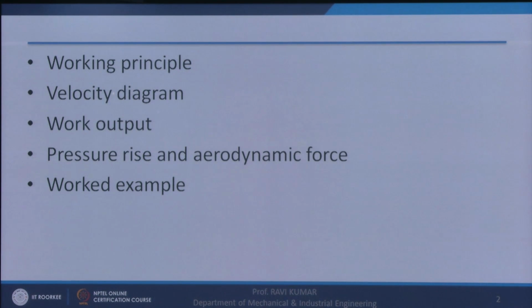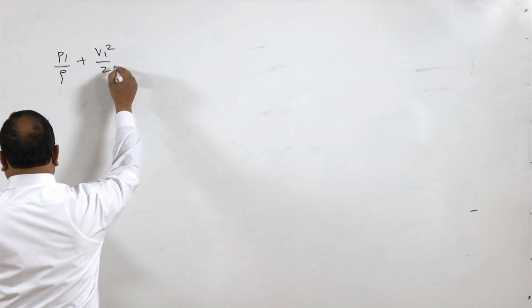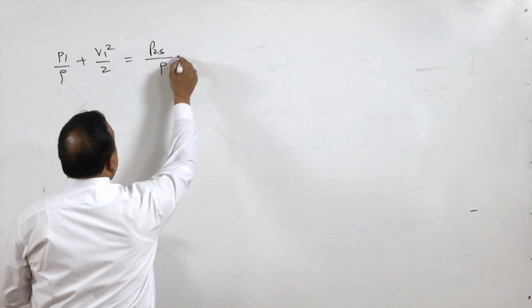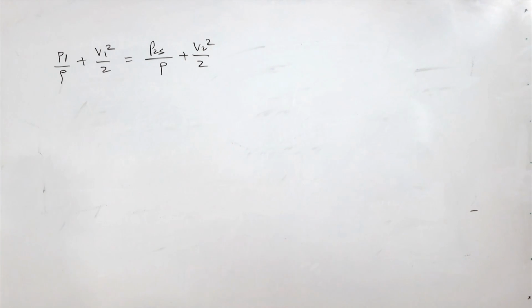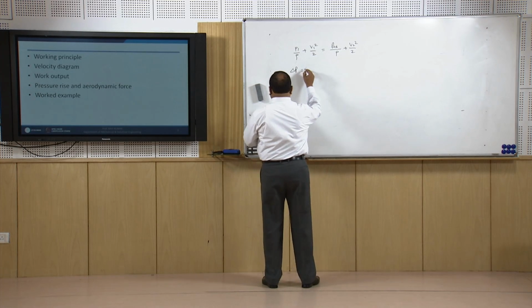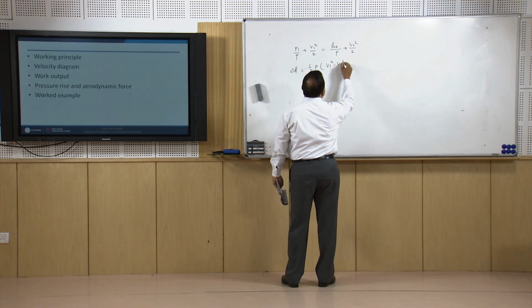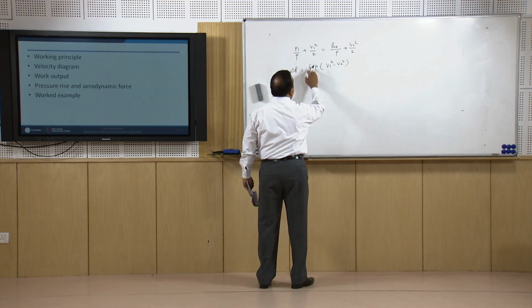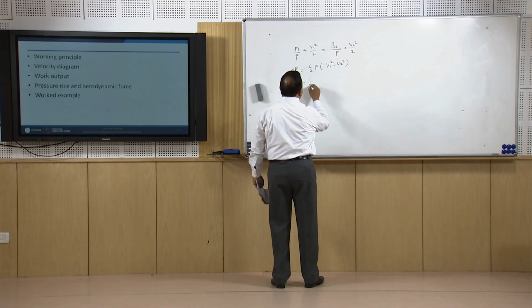So, we will start with Bernoulli's theorem, P1 by rho plus V1 square by 2 is equal to P2 by rho plus V2 square by 2, because it is moving in horizontal direction. So, potential energy is 0. So, delta P is half rho, V1 square minus V2 square. Delta P, this minus this, is equal to half rho V1 square minus V2 square.